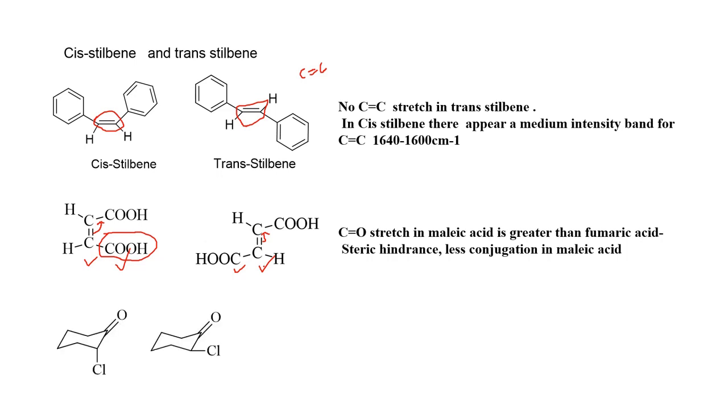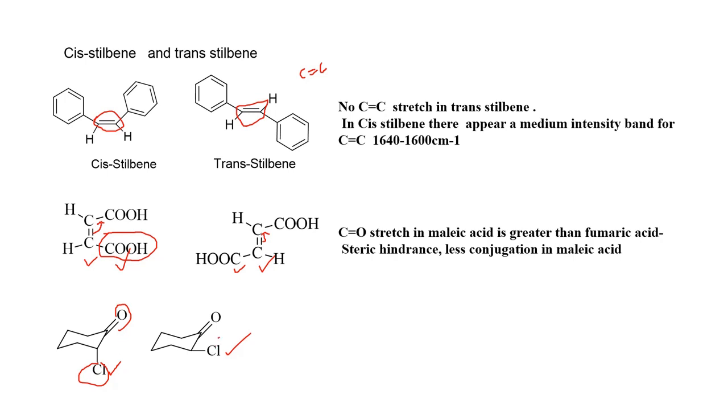Okay. Then see this molecule, it is an axial haloketone, 2-chlorocyclohexanone. This one is also 2-chlorocyclohexanone, but with an equatorial chlorine. Here chlorine is in the equatorial position, and here chlorine is in the axial position. In the axial case there is no interaction between the C=O and the Cl group, because they are as far apart as possible.